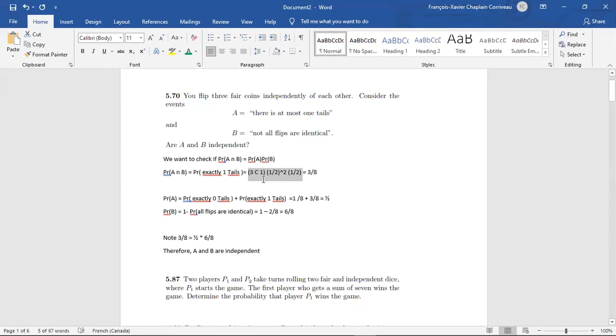No, because you have to have the 3 choose 1. The 3 choose 1 is very important. The probability of getting exactly one tail is not 1 over 8, it's 3 over 8.